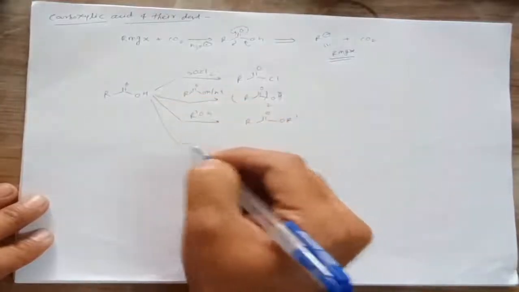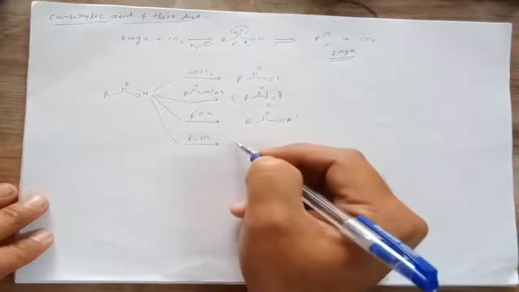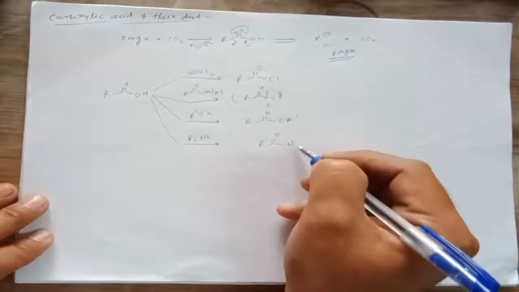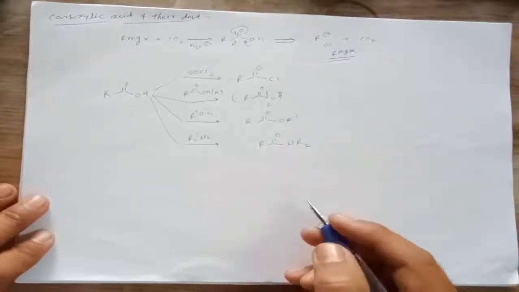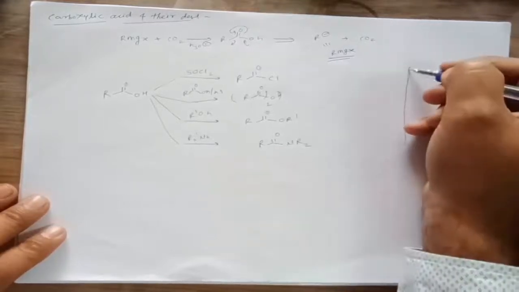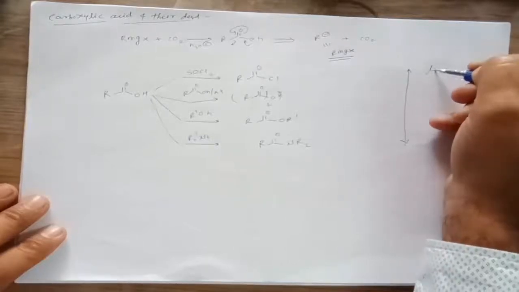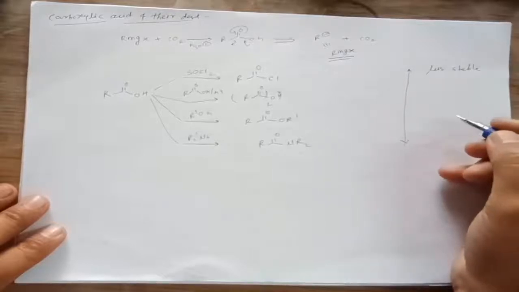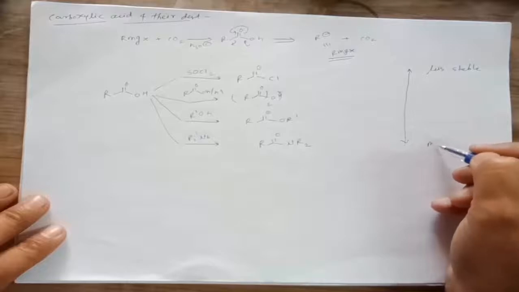And if we treat this molecule with amines, that is R2NH, then it gives amides, that is RC double bond O, NH or NR2. If we look at the stability as well as the reactivity of these compounds, then acyl chlorides are less stable compared to the anhydride, the ester and the amides, and the amides are the most stable.